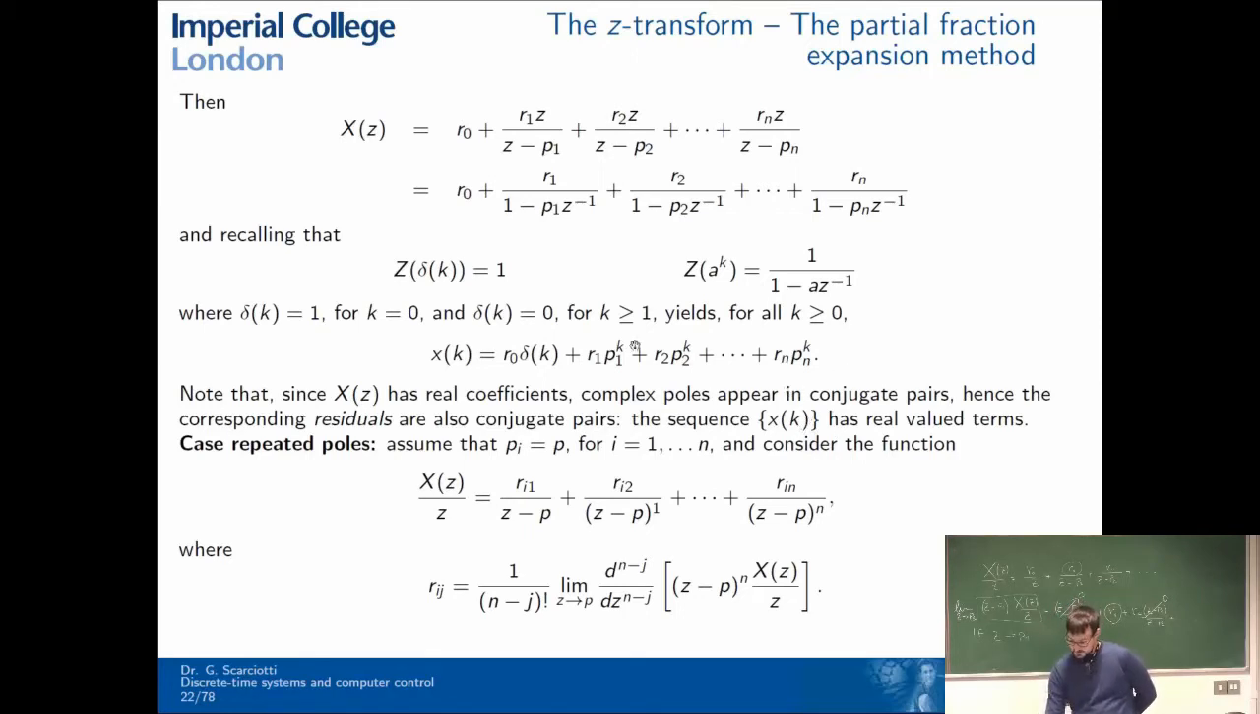Okay, now we have seen that this is the transform, so this system works when the pi, the poles, are simple, so are all different.